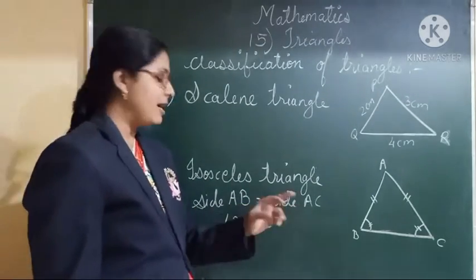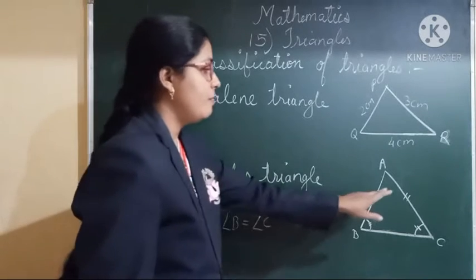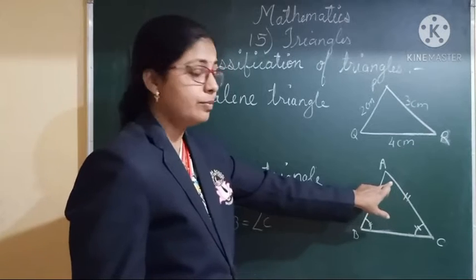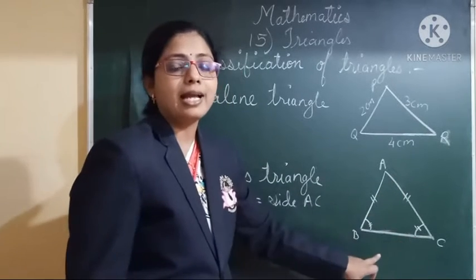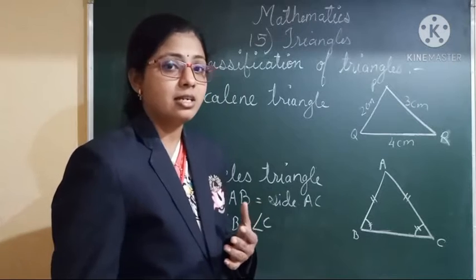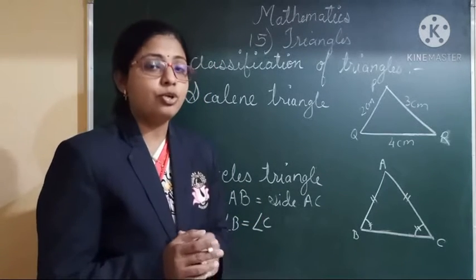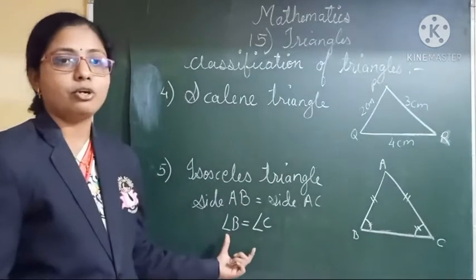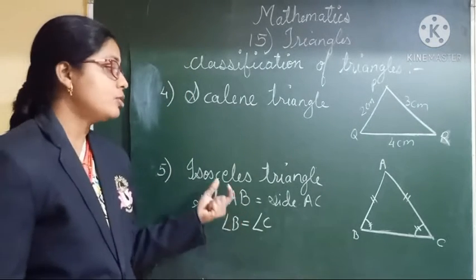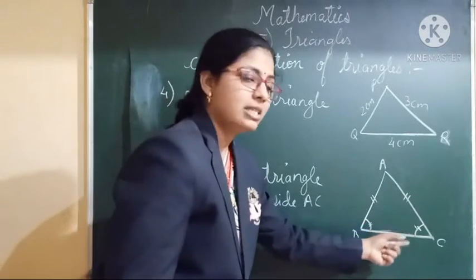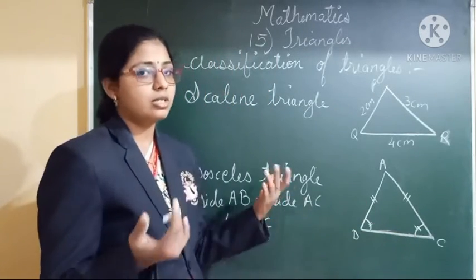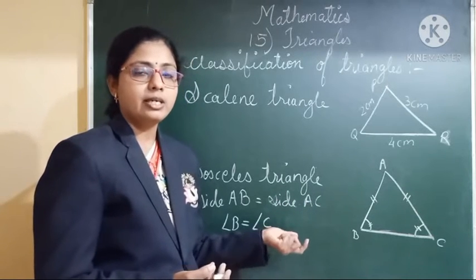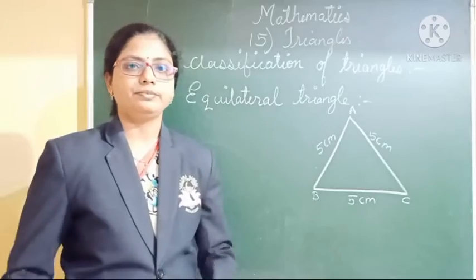Why is it needed? Because if one angle is given, this is known as the vertical angle. If this angle is known to you, and it is asked to find out angle B and angle C, or the base angles, how will you find them? You will use this property: the base angles will be the same and unknown, and the sum of the interior angles equals 180. According to that you can find them. So this is about the isosceles triangle.